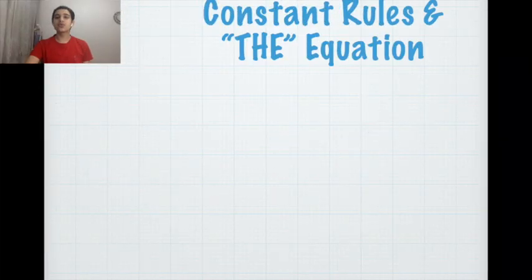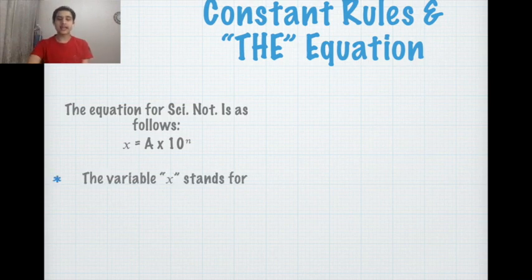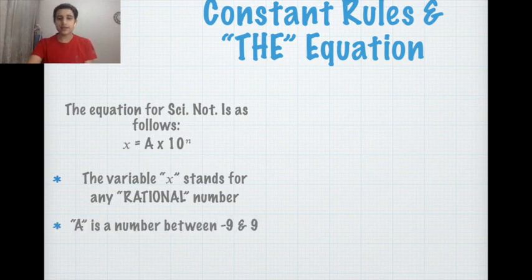So let's start with the basics: constant rules and the equation. The equation of scientific notations is x is equal to a times 10 to the power n. X in this case stands for any rational number. A is a number between -9 and +9.